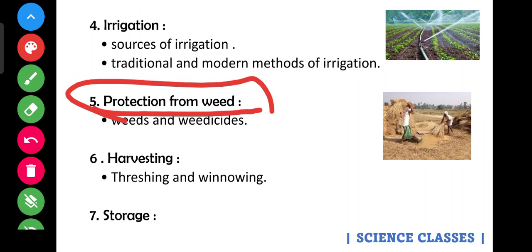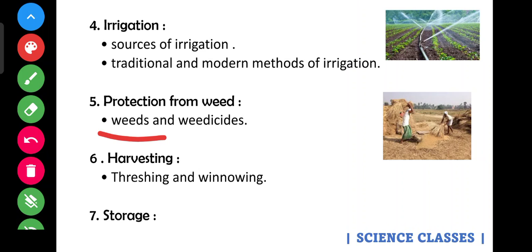Weeds are basically plants that grow side by side when you want to grow a certain crop, but they are not important for it, they are undesirable plants. These undesirable plants are called weeds. Next, to control these weeds, there are chemicals called weedicides, which can decrease the quantity of weeds that grow.